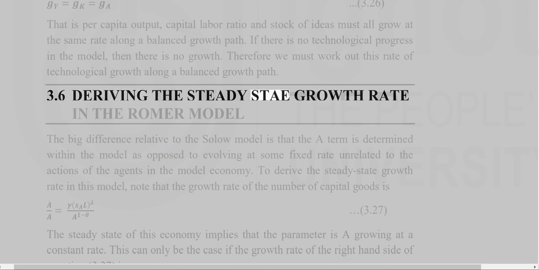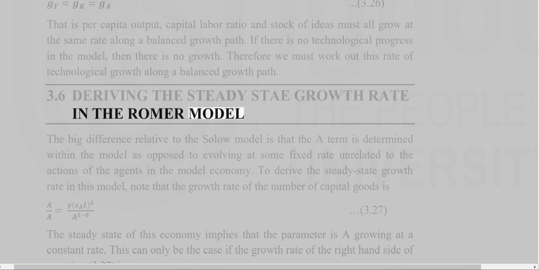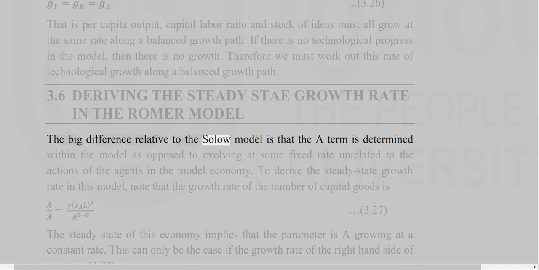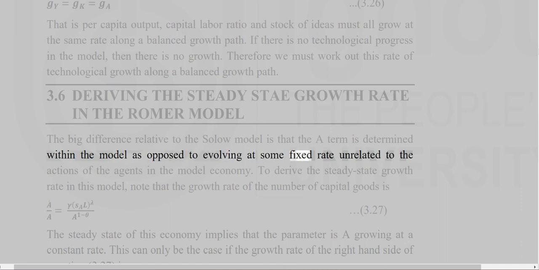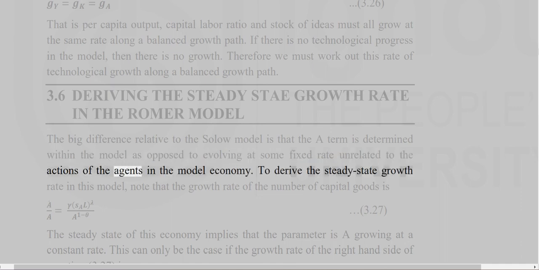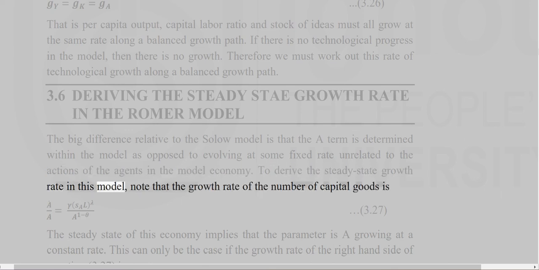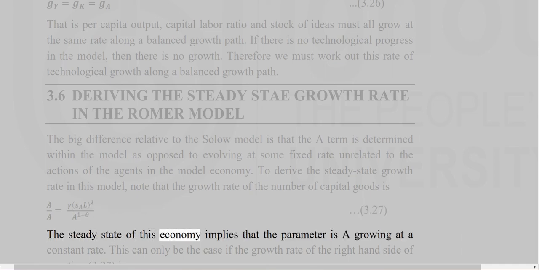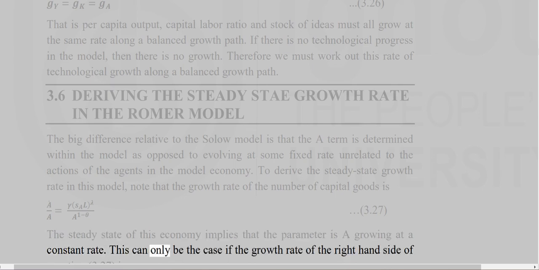3.6. Deriving the steady-state growth rate in the Romer model. The big difference relative to the Solow model is that the A term is determined within the model as opposed to evolving at some fixed rate unrelated to the actions of the agents in the model economy. To derive the steady-state growth rate in this model, note that the growth rate of the number of capital goods is given by equation 3.27. The steady state of this economy implies that the parameter A is growing at a constant rate. This can only be the case if the growth rate of the right-hand side of equation 3.27 is zero.